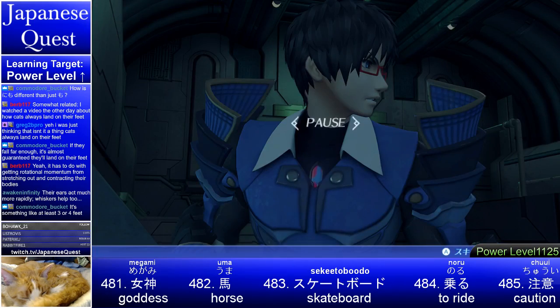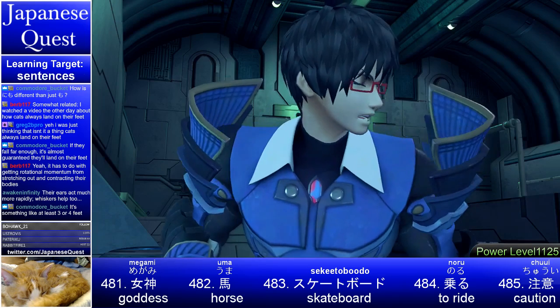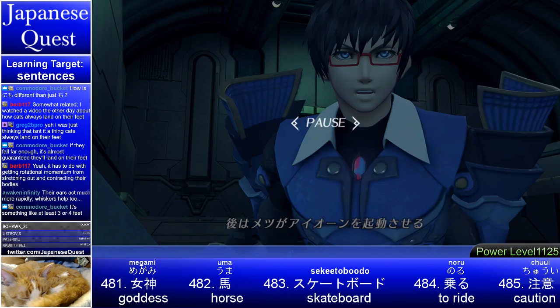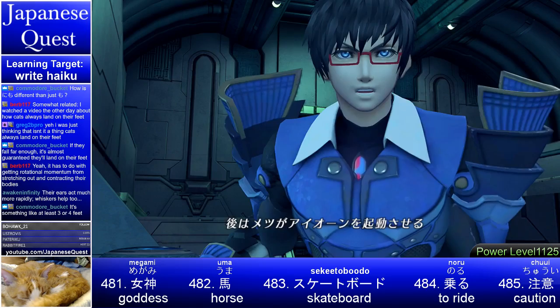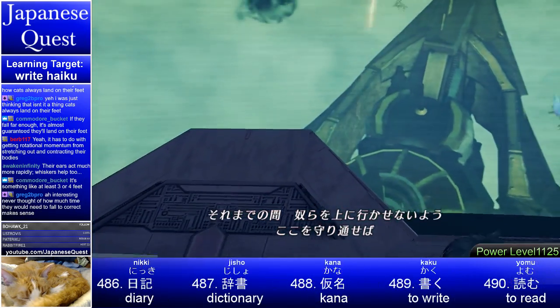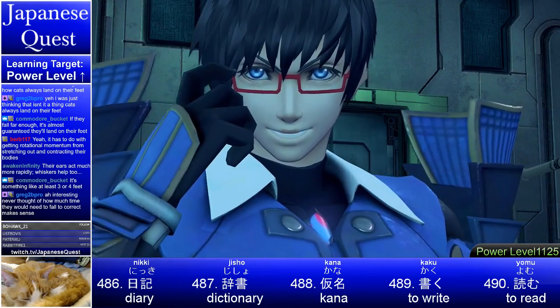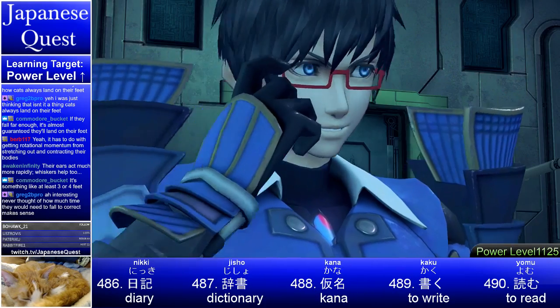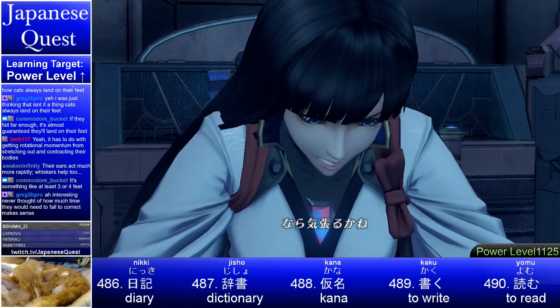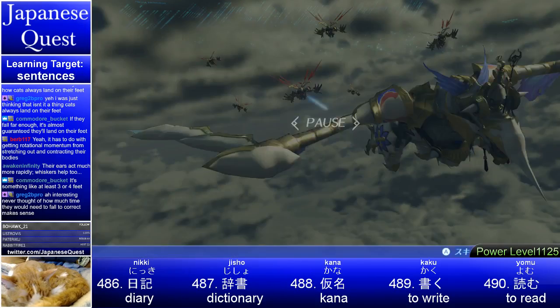So where are Shin? They have entered the world tree. So next, Metsu will activate Ion. That must be like his Gundam. So now we just need to stop the others from following them, from going up. Then it'll be our victory. I see. So let's go.